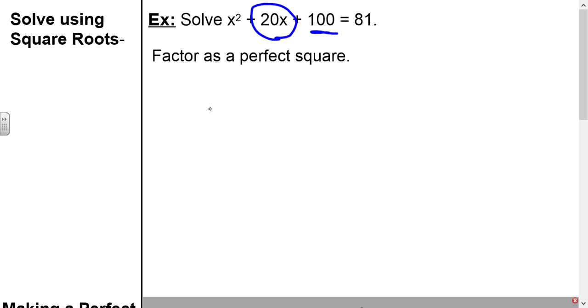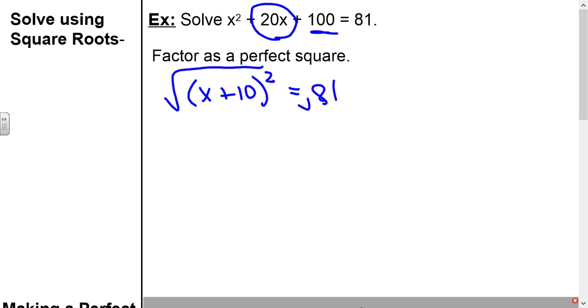So we're going to break that down into x plus 10 squared, because it would be x plus 10 and x plus 10, which is the same as x plus 10 squared. And then we have equals 81. Now we can solve by taking the square root, like what we did in the last section. We take the square root of both sides in order to cancel out the square. The square and the square root cancel out, and we just have x plus 10.